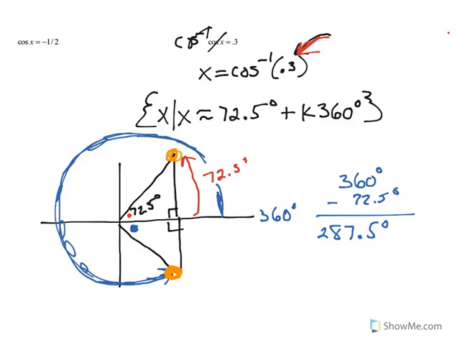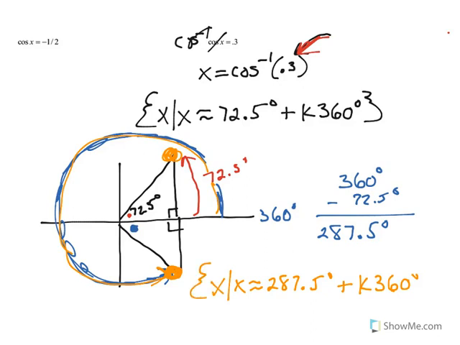So you have this one here at the 72.5, and then you have this one here that rotates all the way to 287.5 degrees. So we can say x is going to be equal to approximately 287.5 degrees plus multiples of 360. And that would be our two solution sets. So you have this one and you have this one. So one solution set out of quadrant 1 and the other solution set out of quadrant 4.